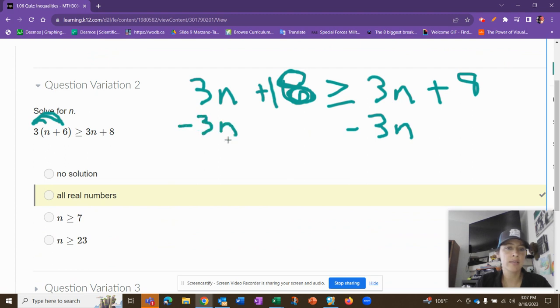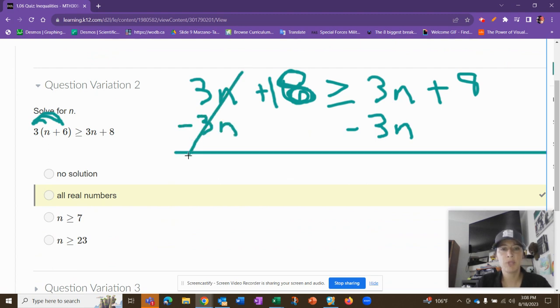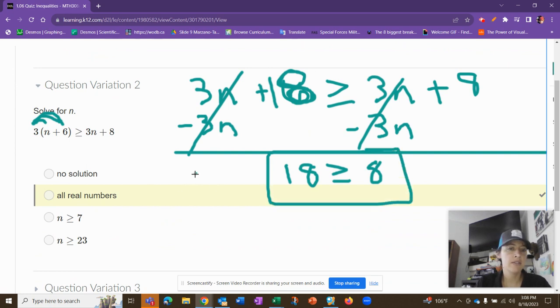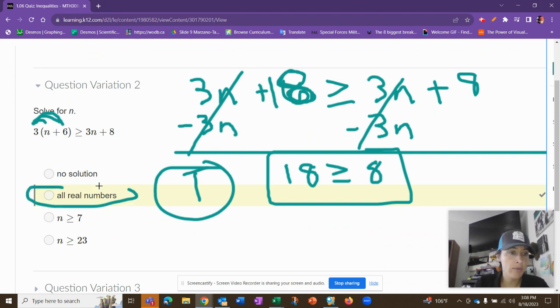So we will subtract 3n. We're left with 18 greater than or equal to 8. Is this true? If that's true, then no matter what n will be, it'll be all real numbers. Any value we put in for that variable will keep that statement true. That inequality will be true no matter what we throw at it.